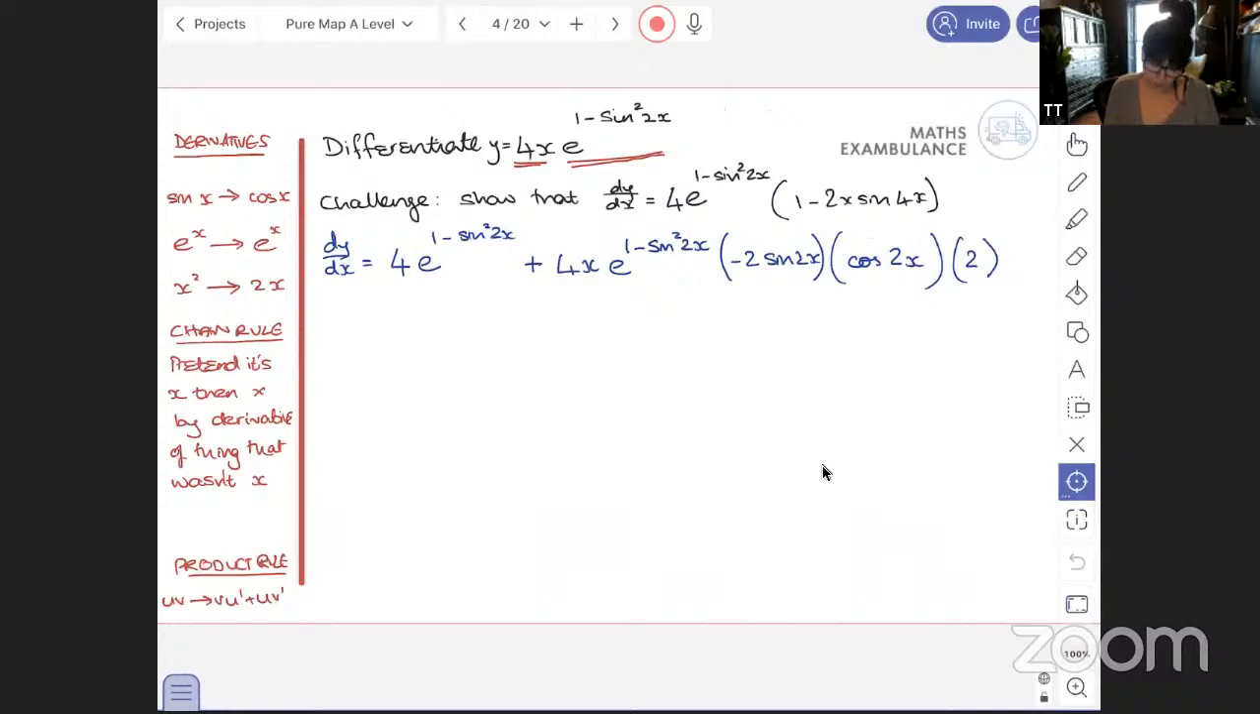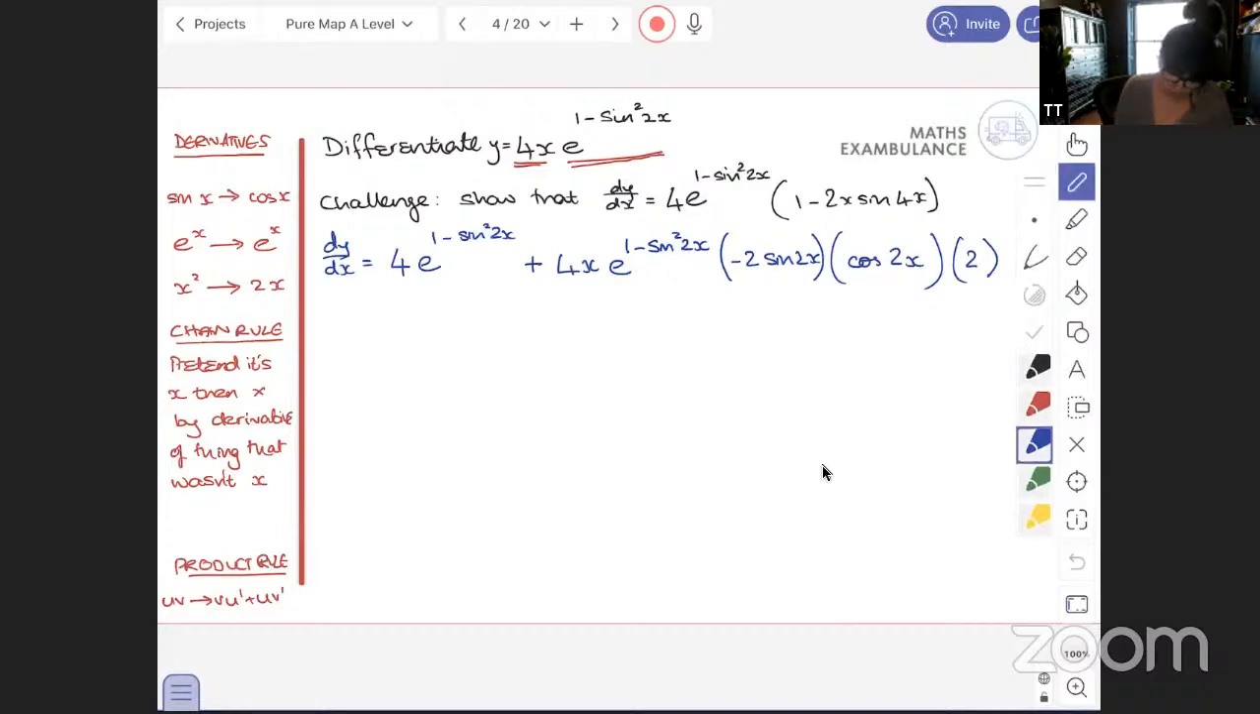Okay, derivative of e to the is e to the. Now I'm differentiating this. The derivative of squared is pull the 2 down and change it to 1. Now I'm differentiating the inside. The derivative of sine 2x is cos 2x. But now I need to multiply by the inside. That's the derivative of 2x. That's the answer. So how did I manipulate it?